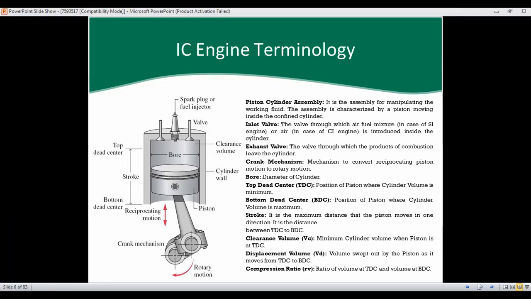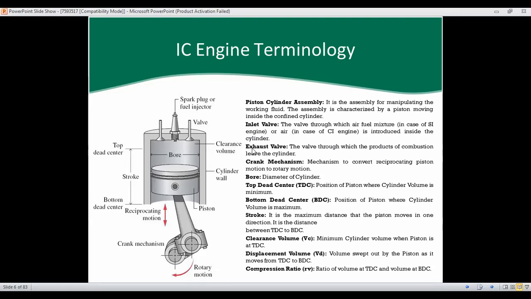Okay, so we also say that the SI engine means petrol engine and CI engine means diesel engine. So in the petrol engine, what happens? Air and fuel mixture enter, and in the diesel engine only air enters through the inlet valve, introduced inside the cylinder.